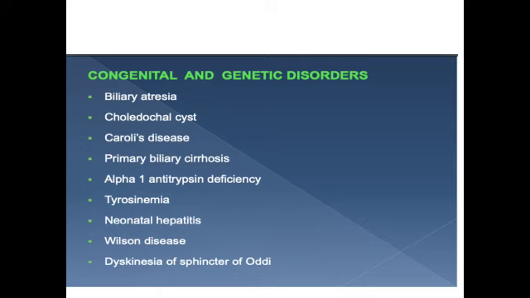Then coming to some congenital and genetic disorders like biliary atresia, this I have discussed in the previous chapters, choledochal cyst, Caroli's disease, primary biliary cirrhosis, alpha-1 antitrypsin deficiency, tyrosinemia, neonatal hepatitis, Wilson disease, dyskinesia of sphincter of Oddi.